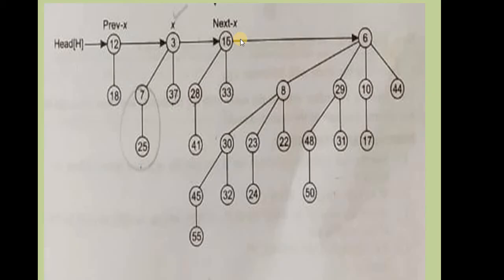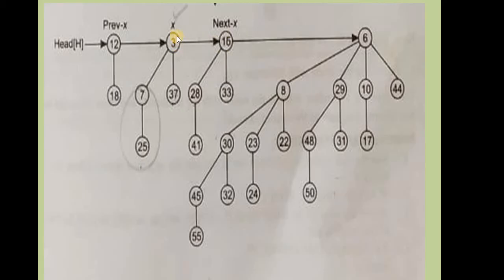Then again, we need to merge these two trees. Link these two trees following the min heap property. Now we'll see the key of the root nodes. This is 3 and this is 16. So we can say this is 15. So which one is minimum?